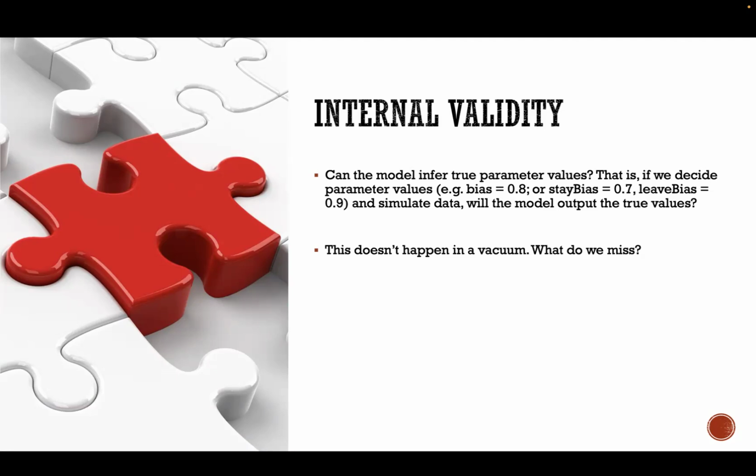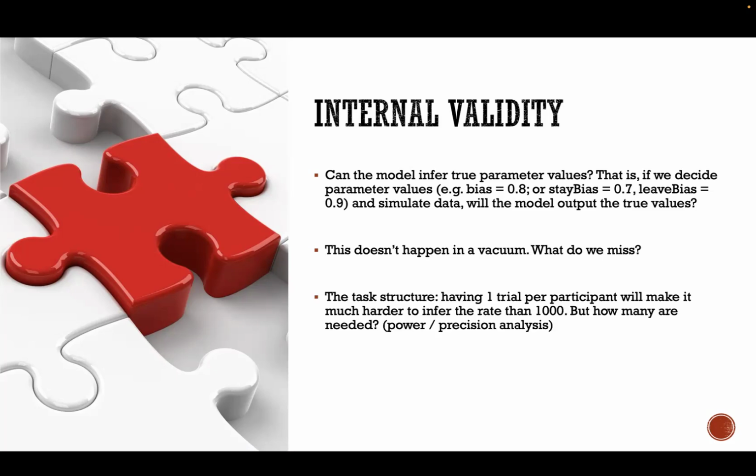And what we were doing before when we were doing parameter recovery, we did it a bit in a vacuum, right? So we said, okay, we have our simulation, we have 120 trials. Can it recover the parameters? And it was recovering the parameters decently, even in case of noise, but that does not need to be the case. So we have to play with the task structure. And that's where these kinds of analyses are really crucial before you design an experiment, for instance. So for instance, having one trial per participant will make it much harder to infer rate than 1,000 trials.